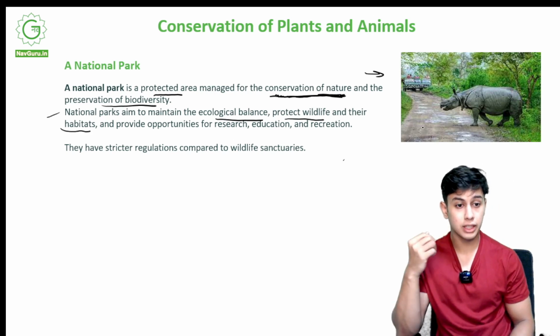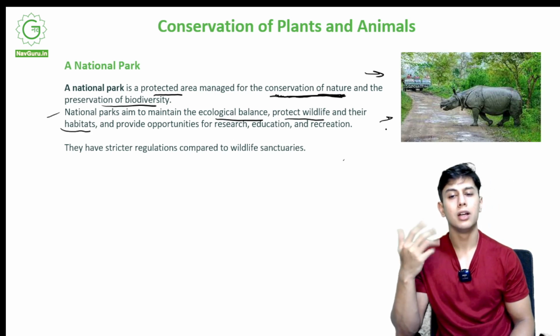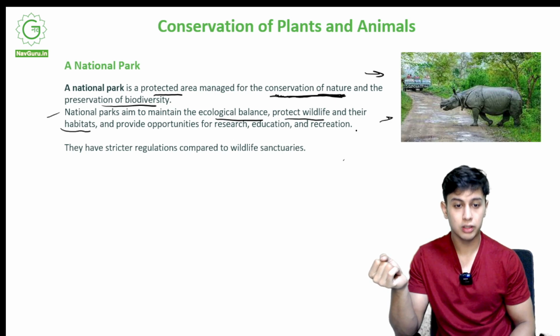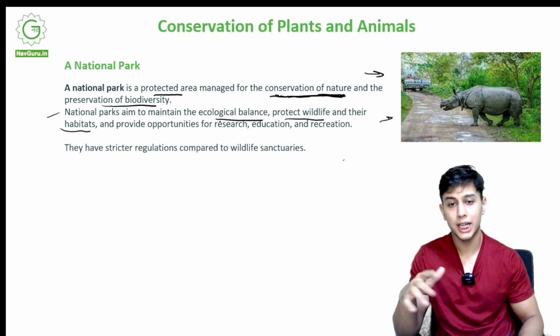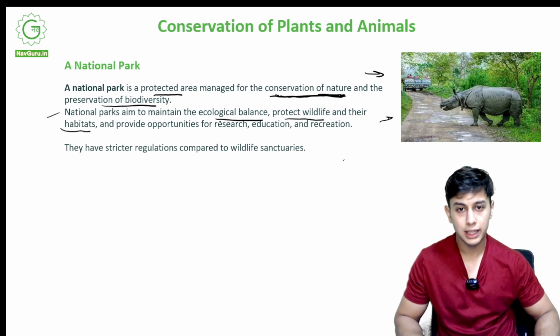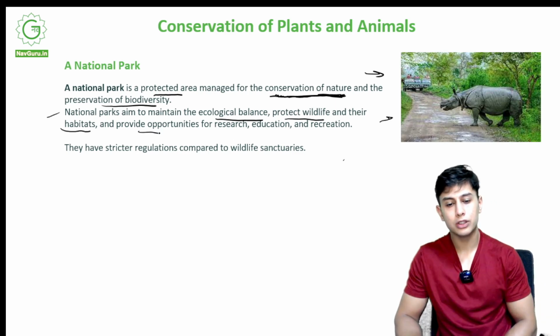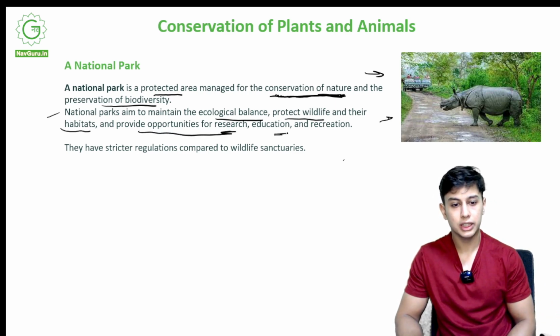So a rhino is living in this habitat, an elephant might be living in a different habitat, and a lion will be living in its own habitat. So I want national parks made so that they live in their own habitat and it is not disrupted. It provides opportunities for research, education and recreation.